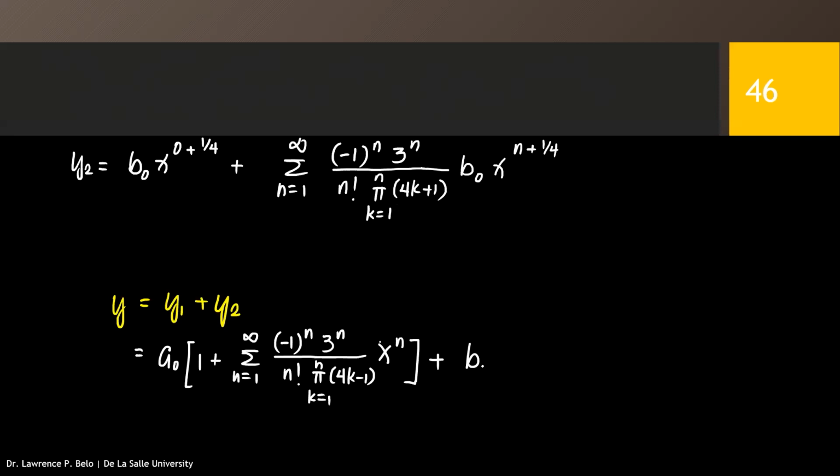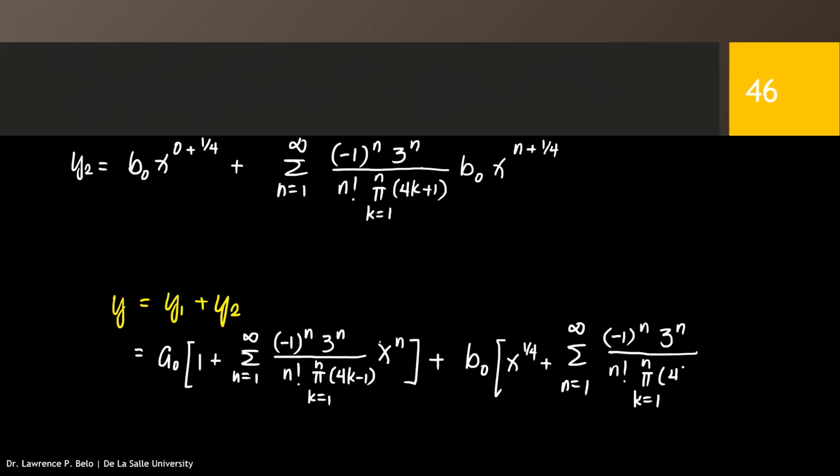And then here, if I factor out b sub 0, this would be x to the 1/4 plus the summation from n equals 1 to infinity of negative 1 raised to n, 3 to the n over n factorial, pi from k equals 1 to n of 4k plus 1, x to the n plus 1/4. So that means this one is your solution to your differential equation.